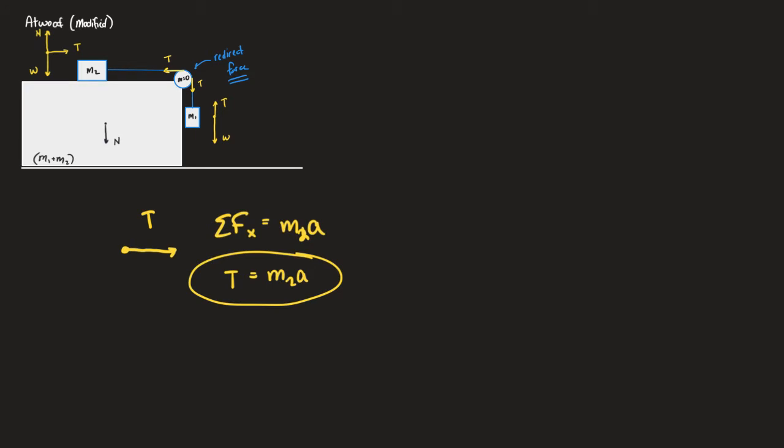So then we take a look at the block that's hanging and recognize it's got, again, two forces acting, tension and weight. But the weight on the table is, the weight hanging is M1G.